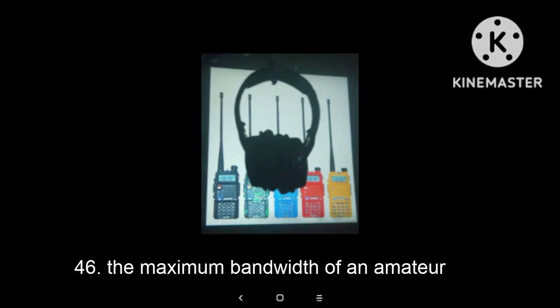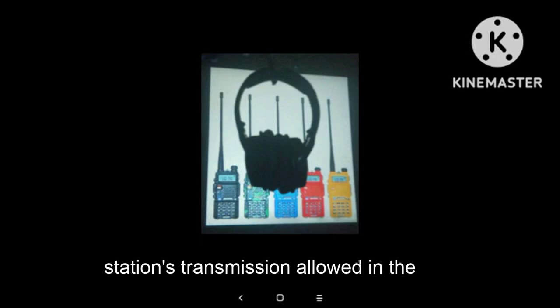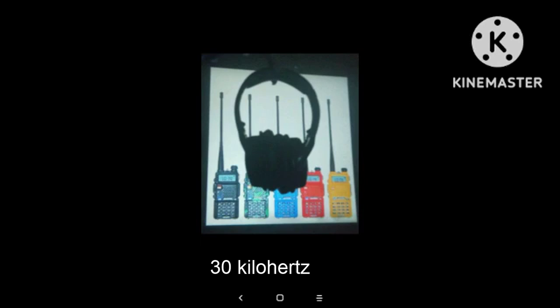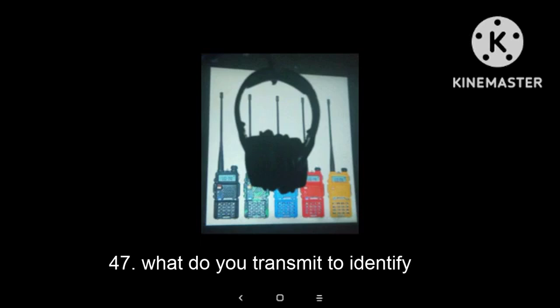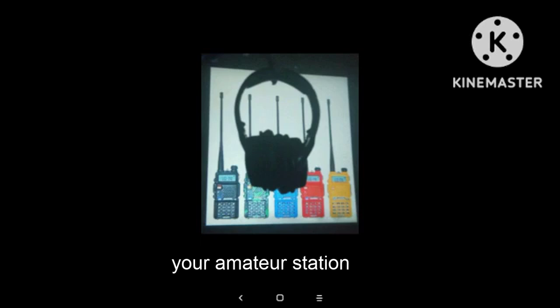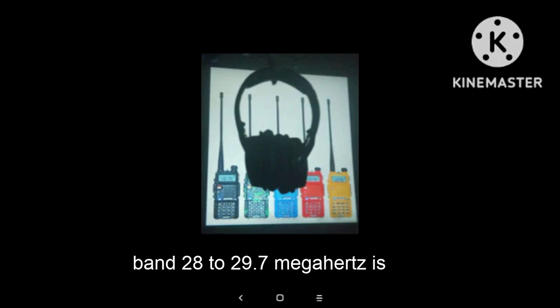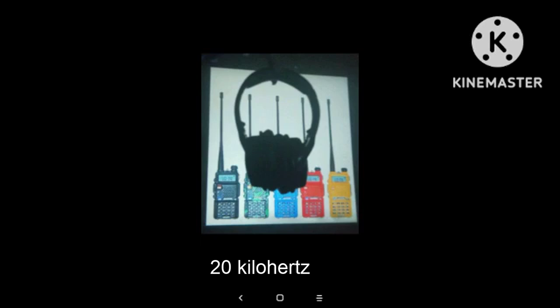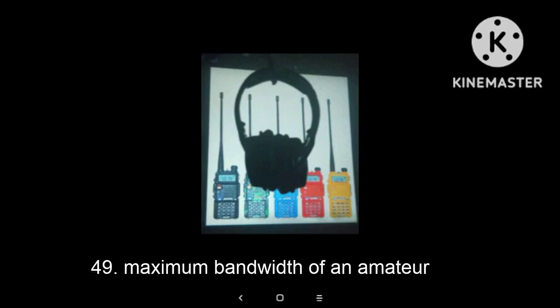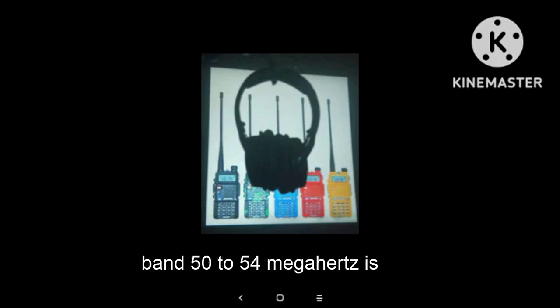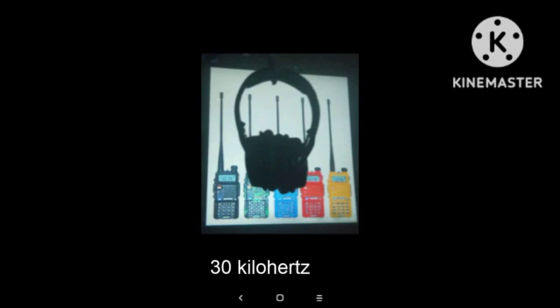46. The maximum bandwidth of an amateur station's transmission allowed in the band 144 to 148 MHz is 30 kHz. 47. What do you transmit to identify your amateur station? Your call sign. 48. The maximum bandwidth of an amateur station's transmission allowed in the band 28 to 29.7 MHz is 20 kHz. 49. Maximum bandwidth of an amateur station's transmission allowed in the band 50 to 54 MHz is 30 kHz.